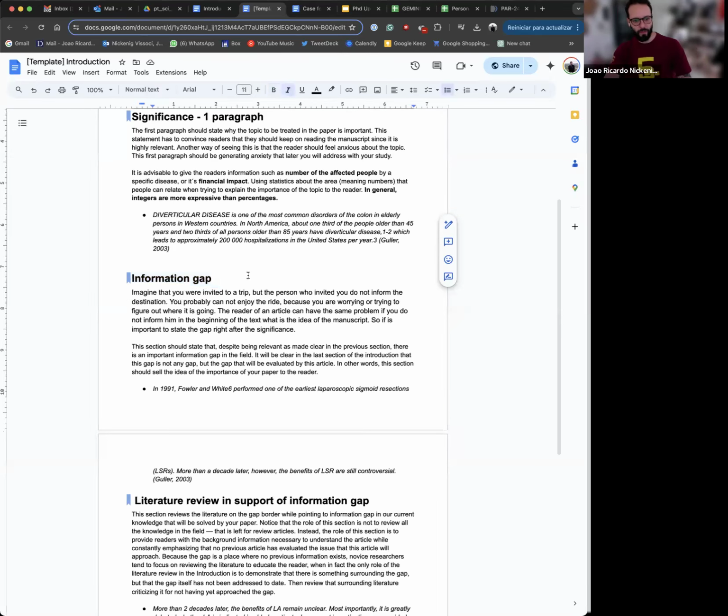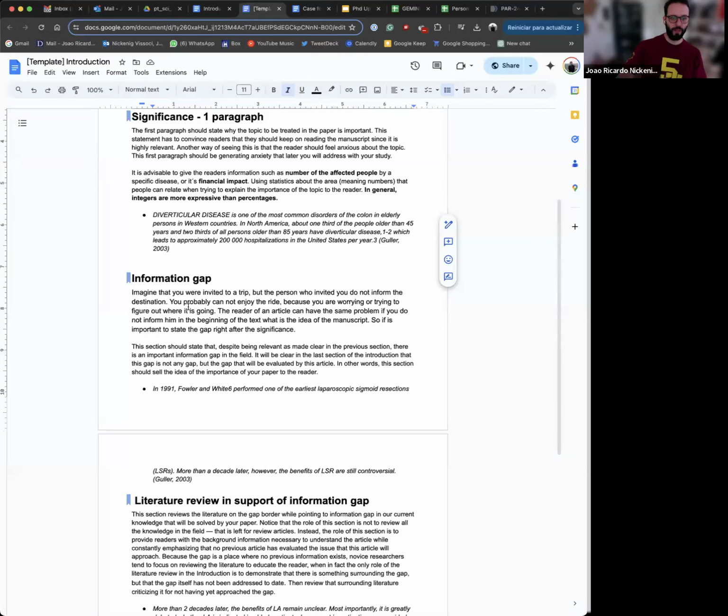And the gap, I really like the way Ricardo used to discuss this. He says, imagine you're invited to do a trip, but the person who invited you does not inform the destination. So you're not going to enjoy the ride because you're worrying, trying to figure out where it's going. Now, if the reader is reading a paper and they have no clear idea where you're going, because by the end of the introduction you're going to say, this is what I'm trying to fill, then you're going to have the reader trying to find, what are you talking about? Why are you talking about all of these different things?